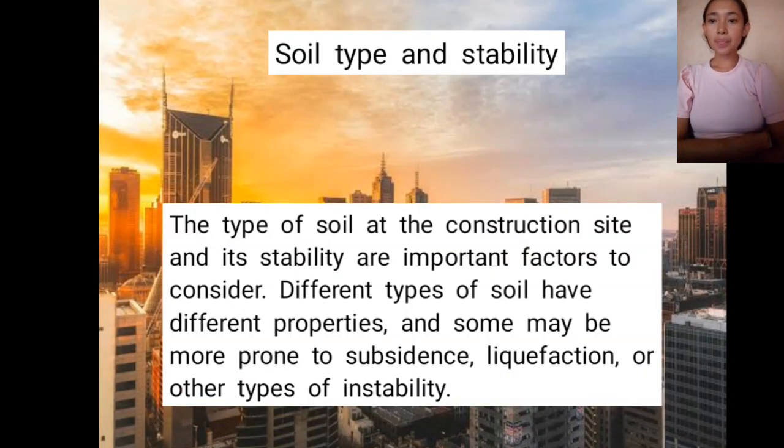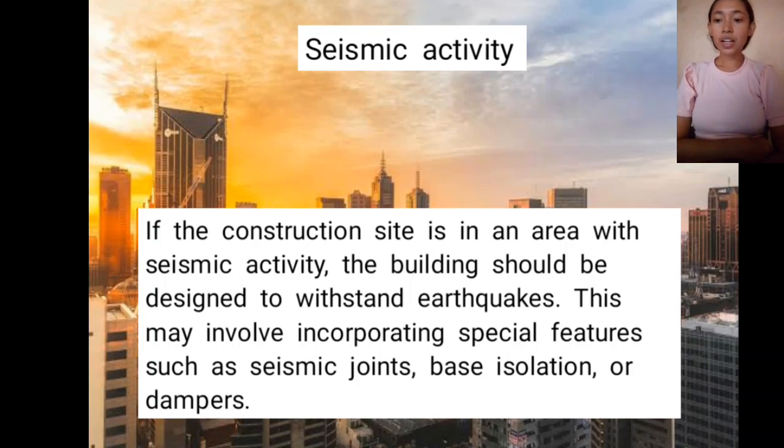Soil type and stability. The type of soil at the construction site and its stability are important factors to consider. Different types of soil have different properties, and some may be more prone to subsidence, liquefaction, or other types of instability. Second is seismic activity. If the construction site is in an area with seismic activity, the building should be designed to withstand earthquakes. This may involve incorporating special features such as seismic joints, base isolation, or dampers.